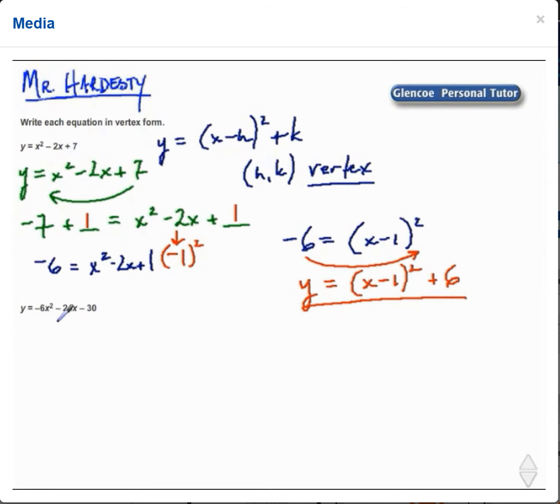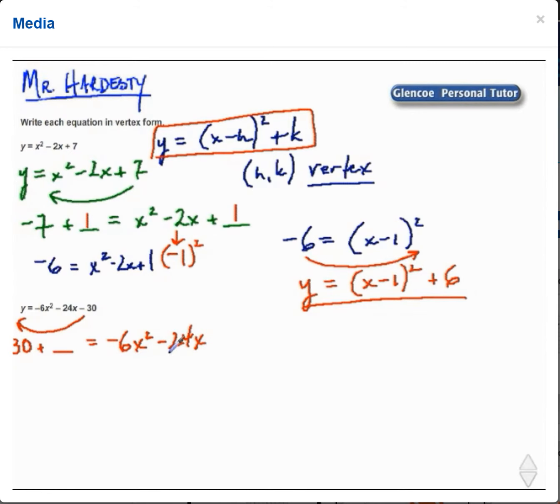y equals negative 6x squared minus 24x minus 30. Our goal is to still write in vertex form. We'll take the same procedure as the last one, send our constant to this side for the moment, so we're adding 30, plus blank for our constant, negative 6x squared minus 24x.